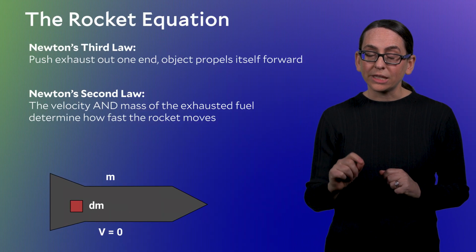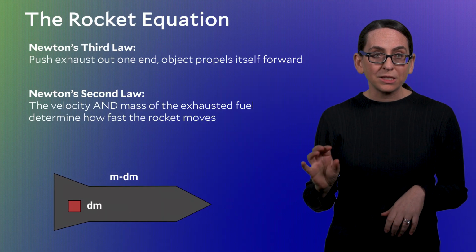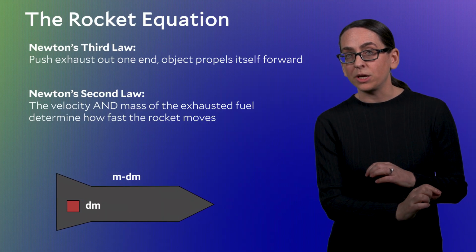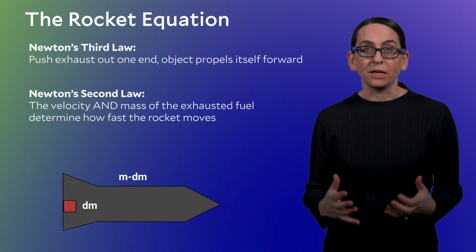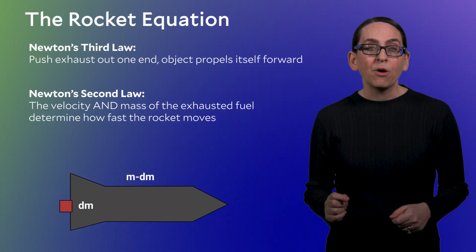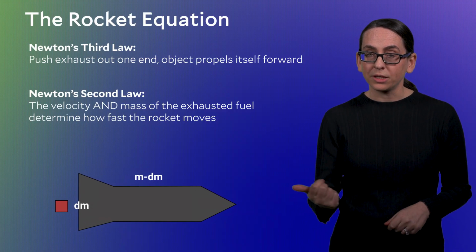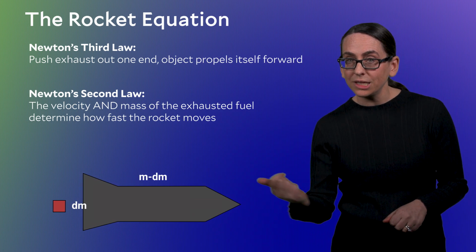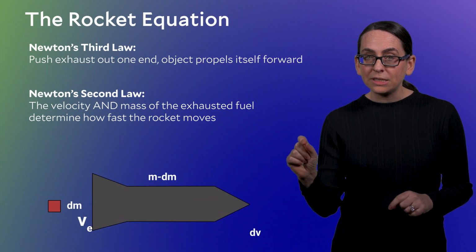Now my rocket is slightly lighter, so m minus dm. The original mass of the rocket minus that tiny bit of exhaust mass. That exhaust left the rocket with some velocity, a speed which we're going to call the exhaust velocity, or VE. From Newton's third law, if the exhaust is going in one direction, our rocket's going to head in the other. And the velocity that the rocket gains from this little chunk of rocket fuel will be little dv.